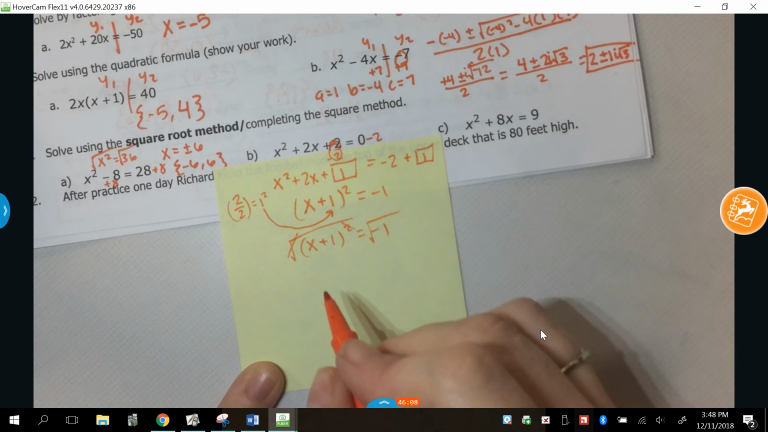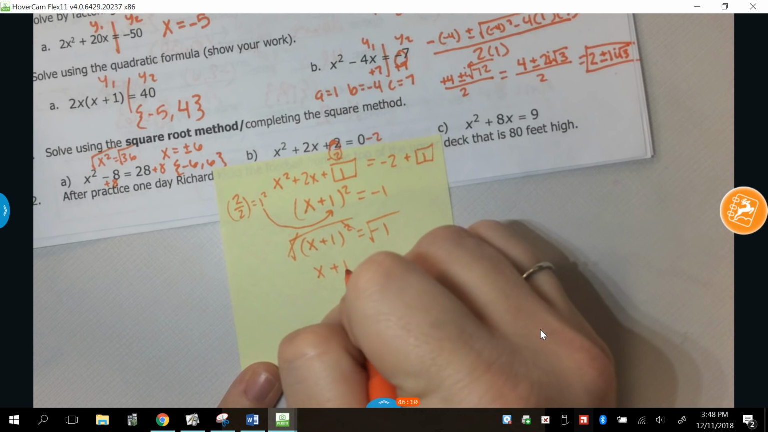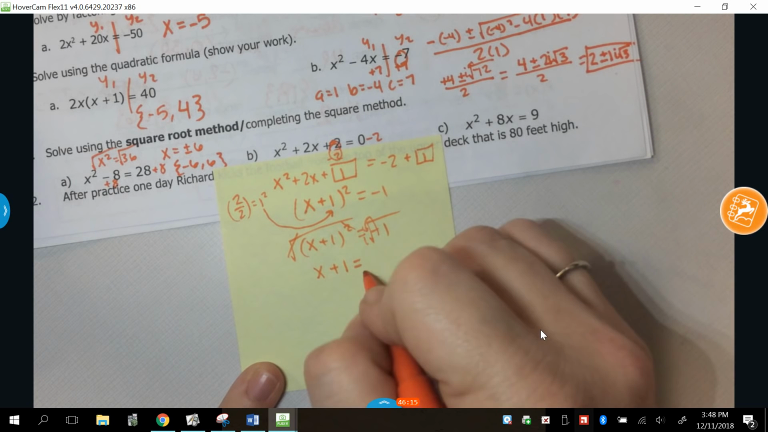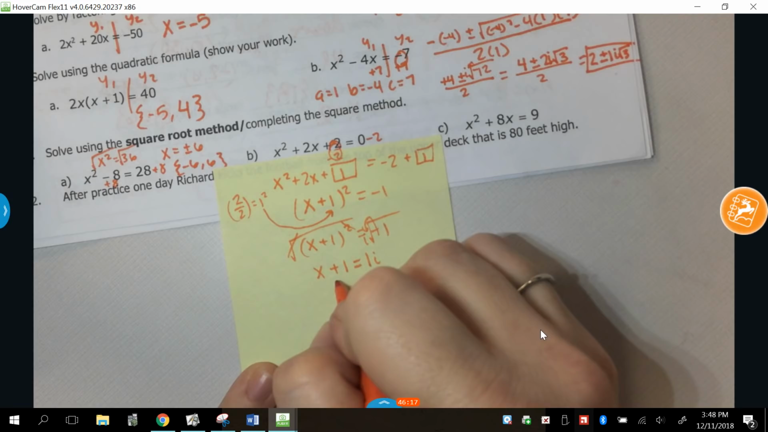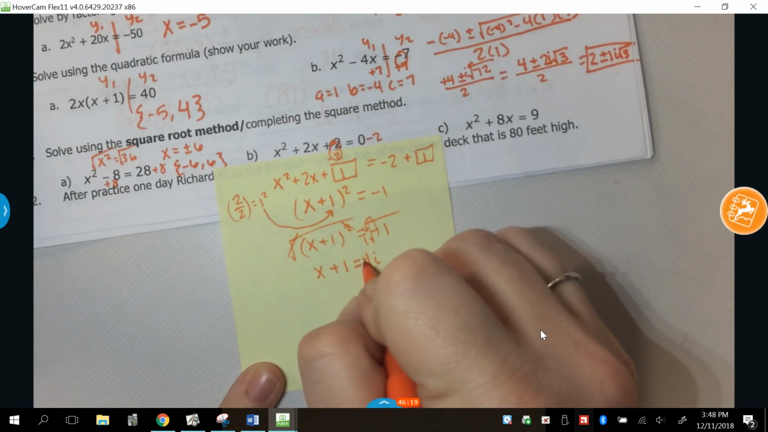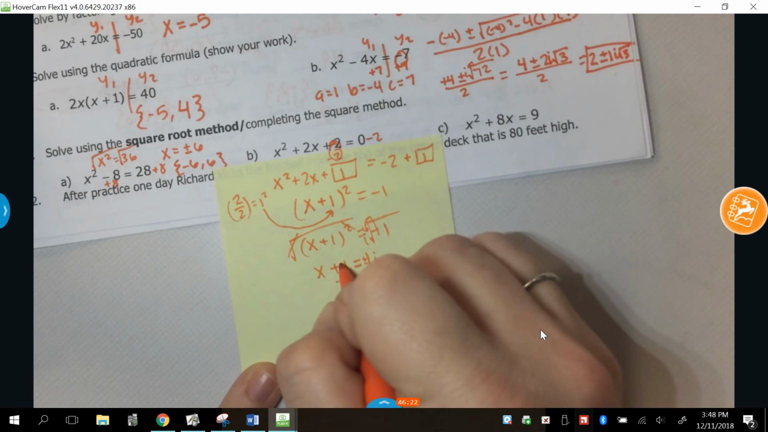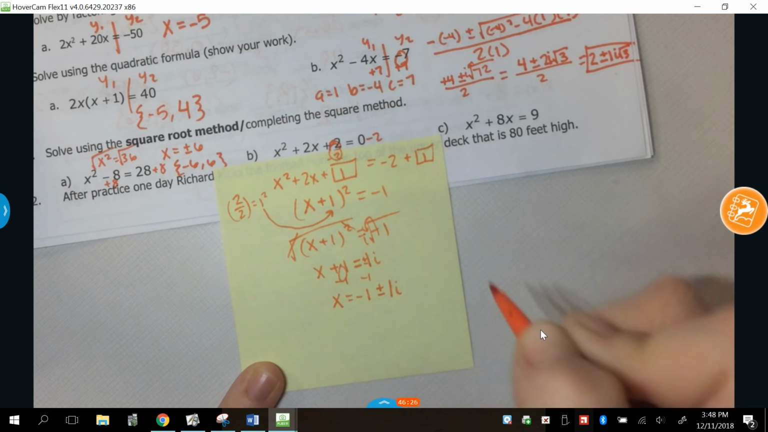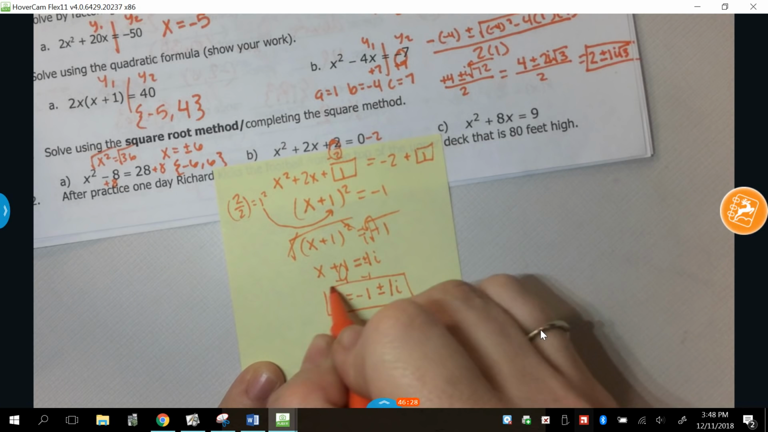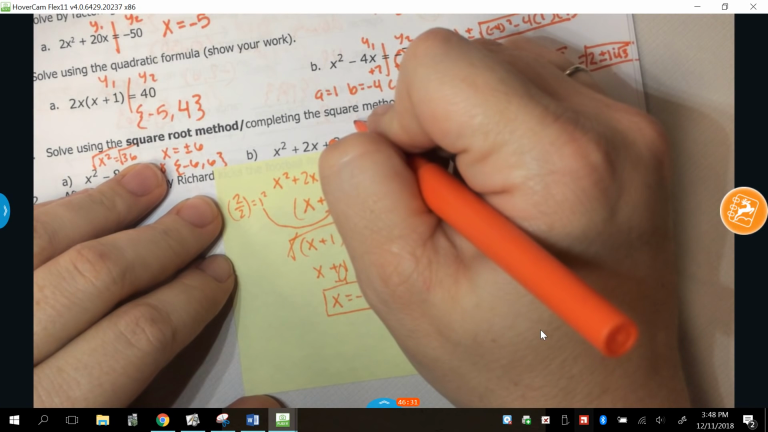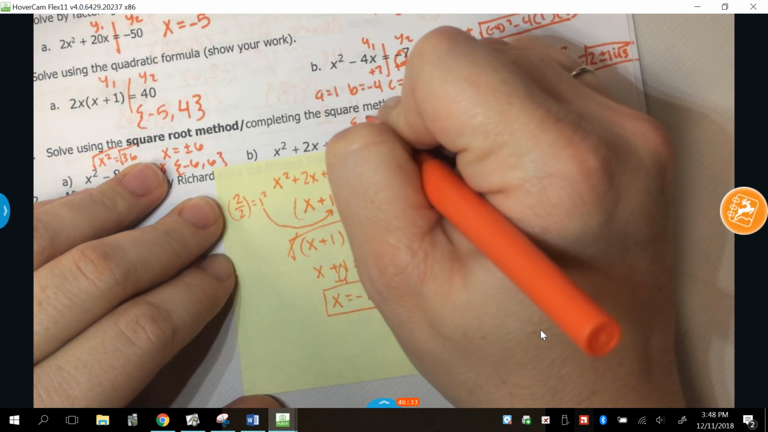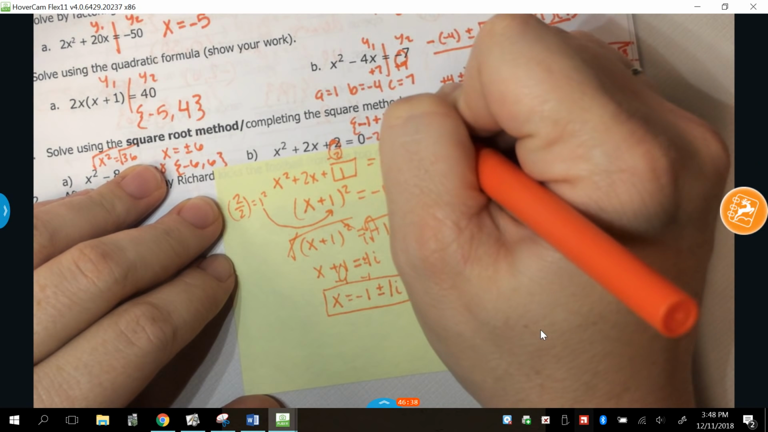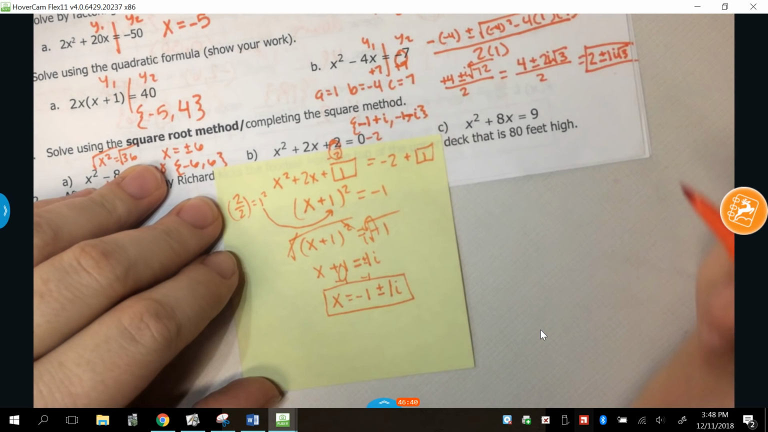This cancels that, and I get x plus 1 equals, well, this has to come out as i, and it ends up being 1i. So we have to do plus or minus 1i. Minus 1, minus 1. x equals negative 1 plus or minus 1i. So we'll say negative 1 plus i, negative 1 minus i. That shouldn't be a comma.